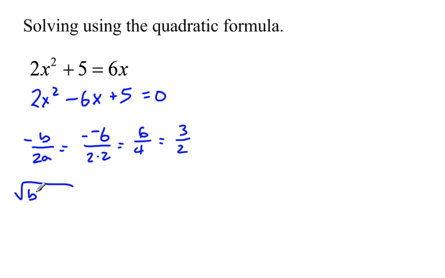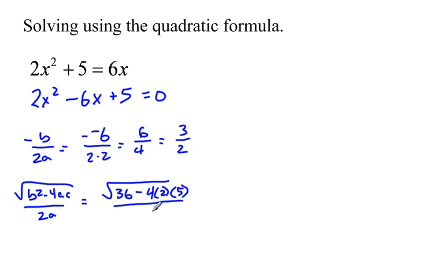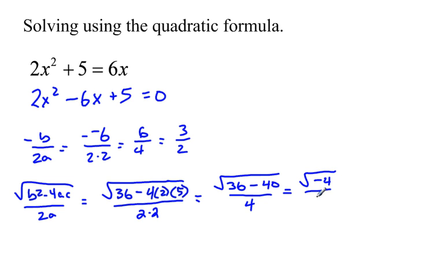When we do the square root of b squared minus 4ac all over 2a, we get the square root of, we square 6, 36. We're actually squaring negative 6, but still 36, minus 4 times 2 times 5, all over 2 times 2. So let's see. We get the square root of 36. 4 times 2 is 8, times 5 is 40. So we have minus 40 all over 4. That gives me the square root of negative 4 over 4.